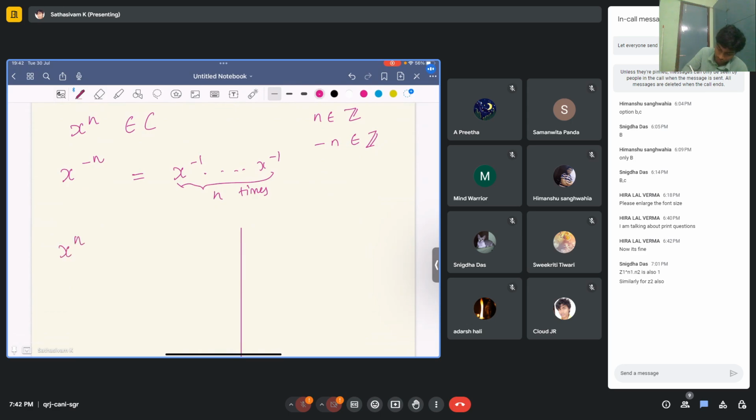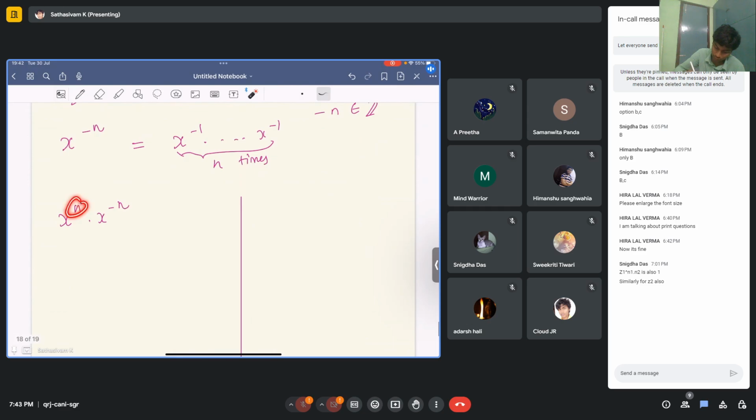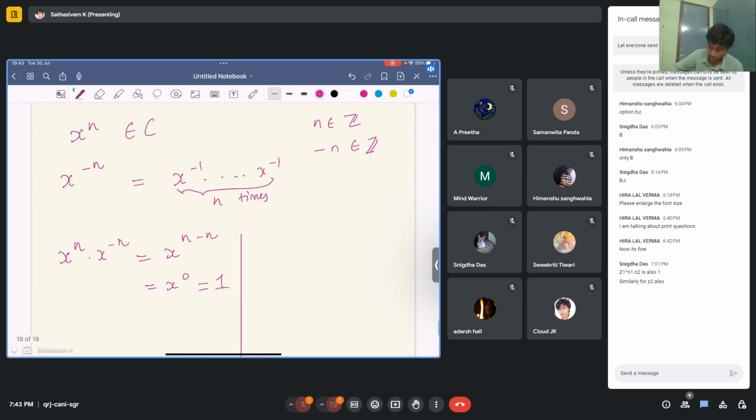One is you take x power n and x power minus n and apply this law. So this is nothing but a plus b. See here, the third part says this is true for a and b positive, negative, or zero. Doesn't matter. So one of them is positive, one is negative. You apply it here and you get n minus n. So this is x power 0. And x power 0 is defined as 1, right? It is defined as the identity. So this is one way you can do it.